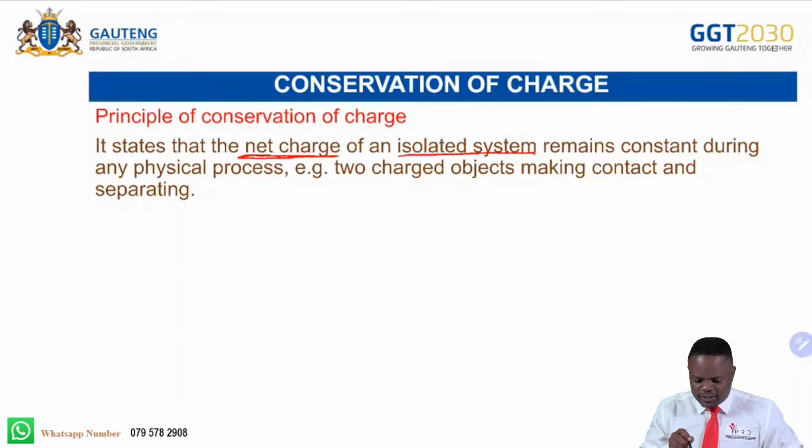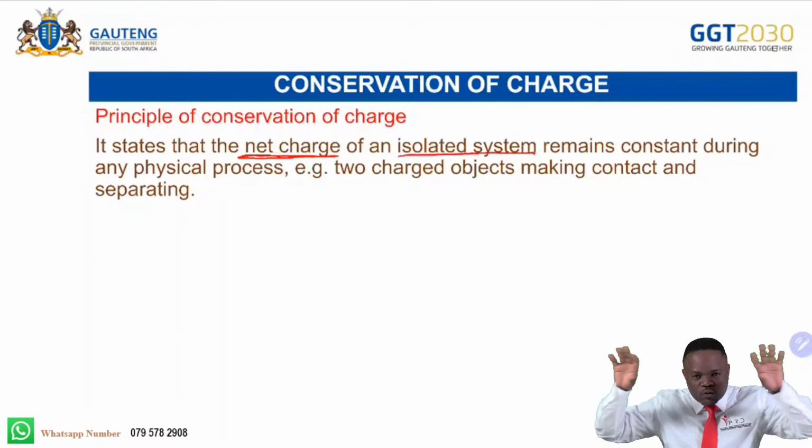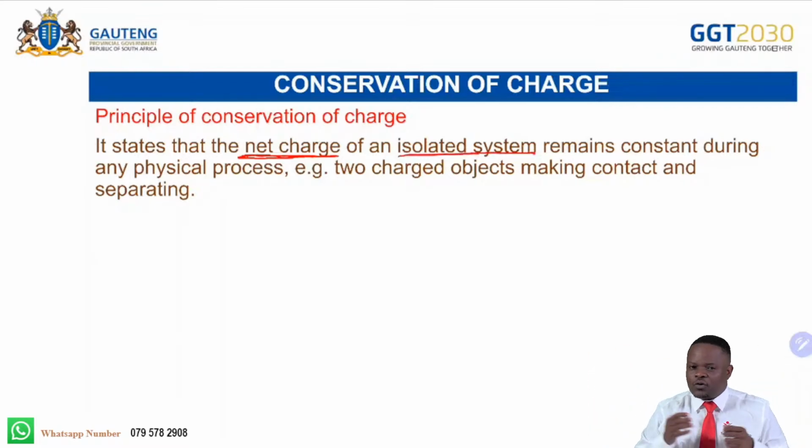And then we talk of an isolated system. An isolated system is a system that does not allow the entry and exit of matter into the system. So our system is totally divorced from influence from the environment. No matter can enter, no matter can go out. So it means no charges can come from outside, no charges can escape. So it states that the net charge of an isolated system is conserved, or is constant.